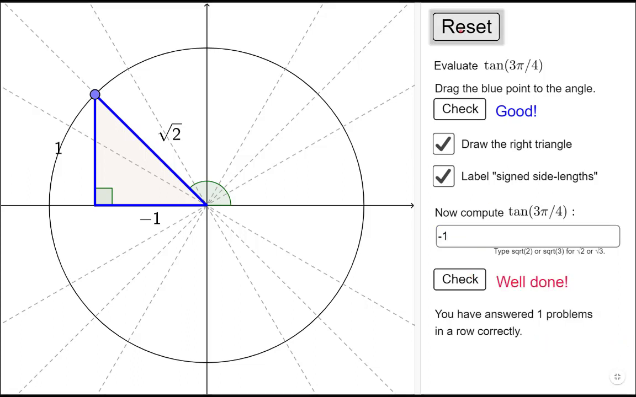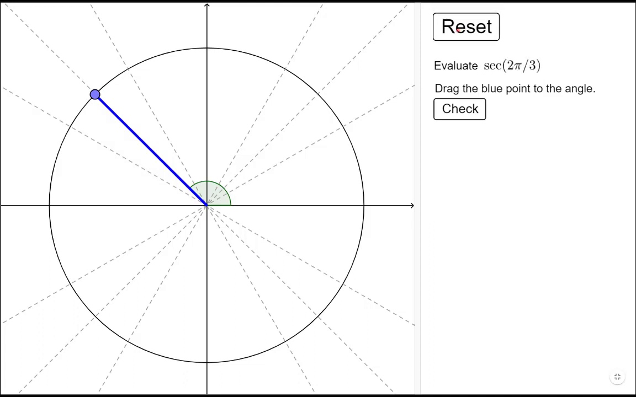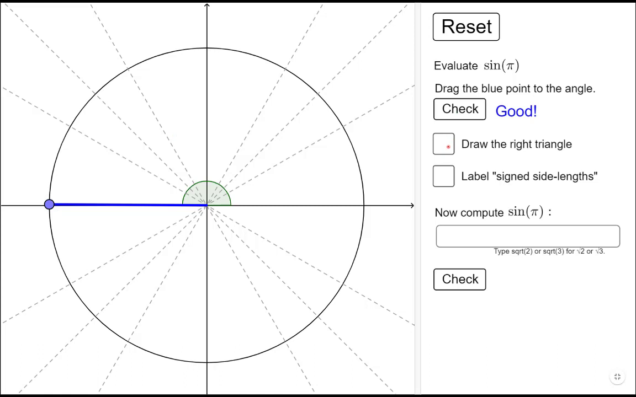Let's try it again. All right, randomly generate something. How about the sine of pi? So that's kind of interesting. Okay, so there's the angle. Okay, check, that's good. What does the right triangle look like? I've drawn the right triangle, but it's actually sort of a collapsed right triangle. Do you see that? So I have a right triangle that's been collapsed. What are the side lengths going to look like?